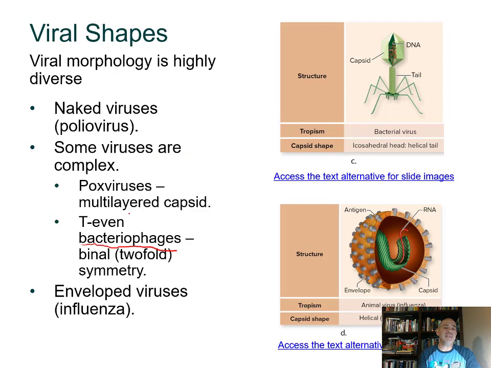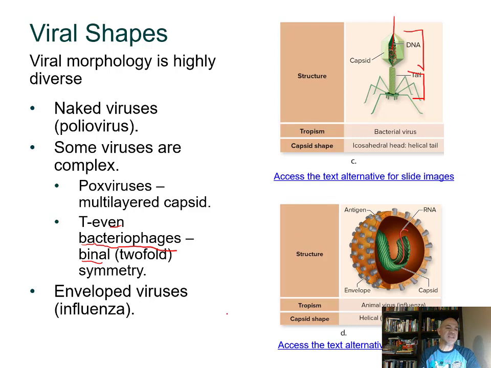And so these T-even phages have a binal symmetry. And you can see that over here. What's meant by binal is they have two major types of components to it. They're going to have the icosahedron, and then they'll have this helical tail to them. And in this case, you can see that DNA genome inside that bacteriophage.